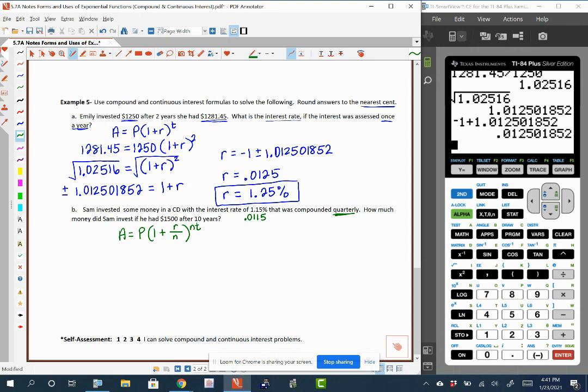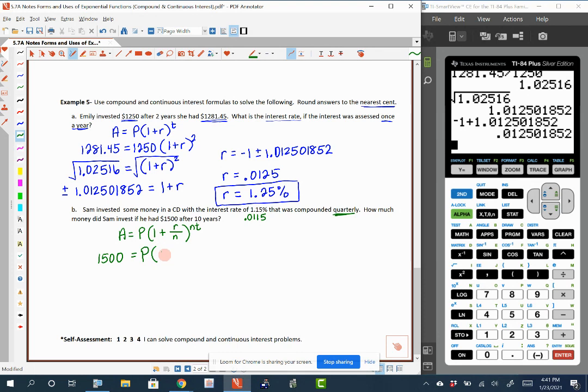So we're looking for how much money did Sam invest if he had $1,500 after 10 years. So again, a little bit different kind of a question. We already know how much he had at the end. He had $1,500 after a 10-year period. So when I go to plug this in, my $1,500 is my A. What I don't know is my P. How much money did he actually invest?